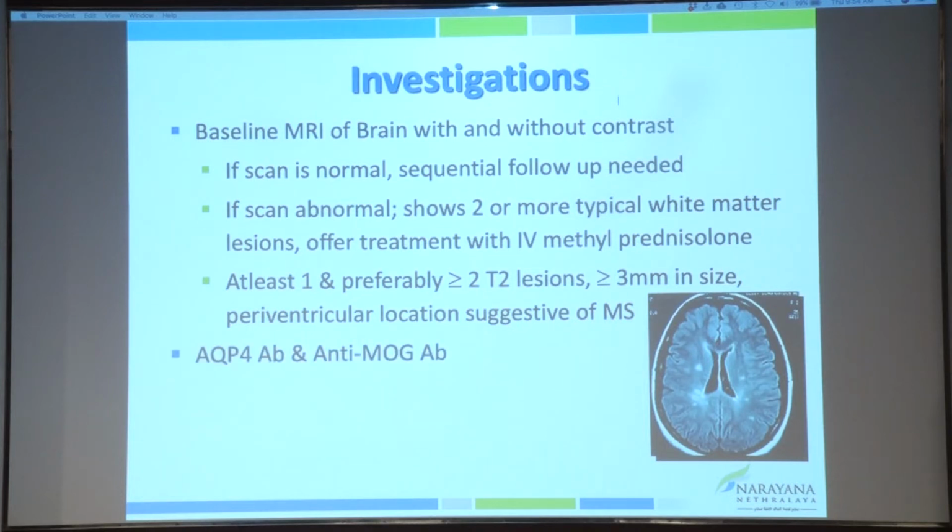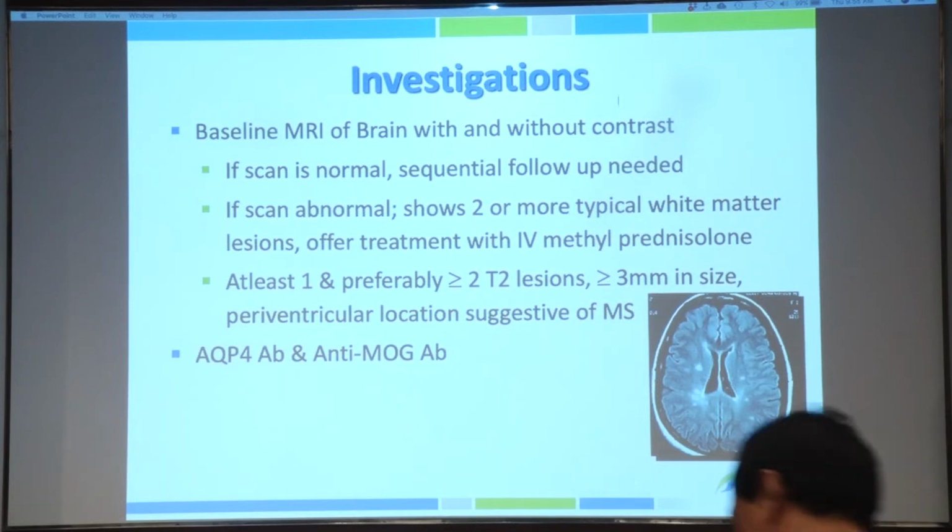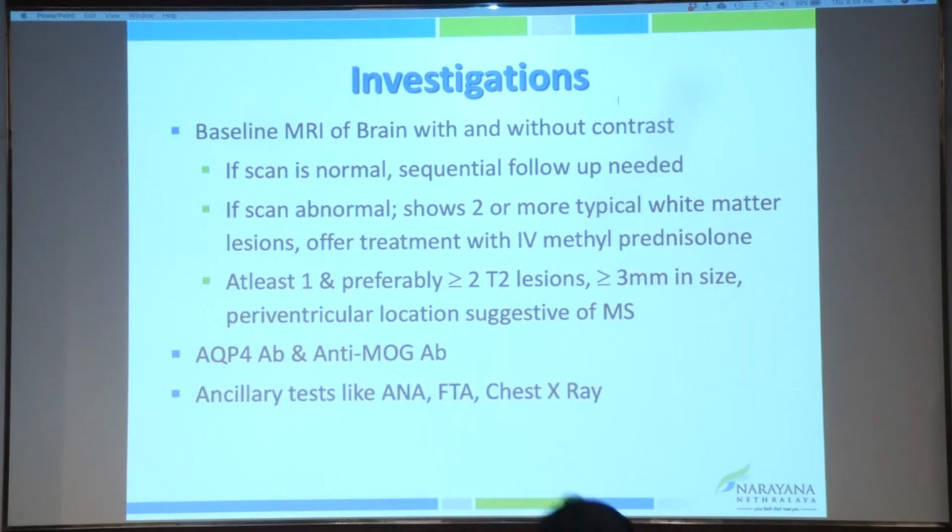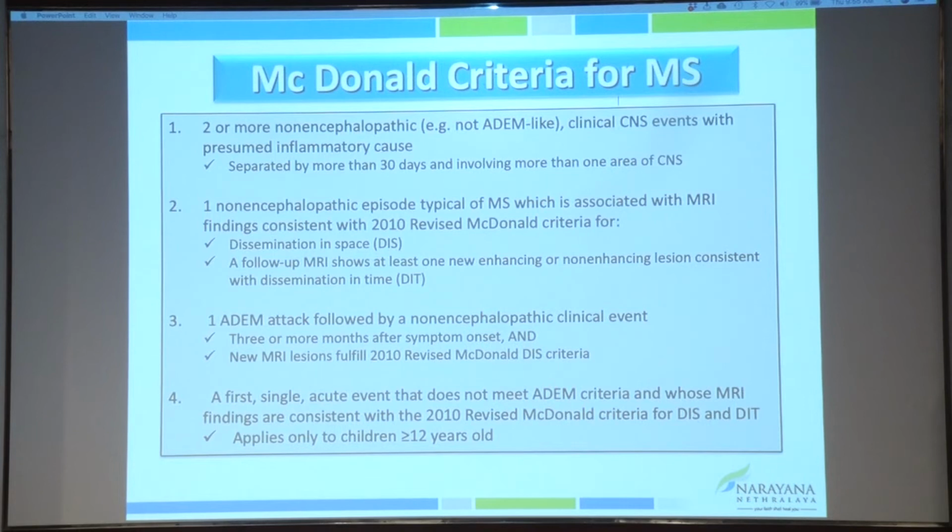You may also now do aquaporin-4 antibodies and anti-MOG antibodies for specific conditions, which I'll talk about subsequently, and other ancillary tests. Remember, LP has no role in this, in case of an isolated optic neuritis, unless you're trying to classify the presence of MS by looking at oligoclonal antibodies. This is a classical criteria for MS.